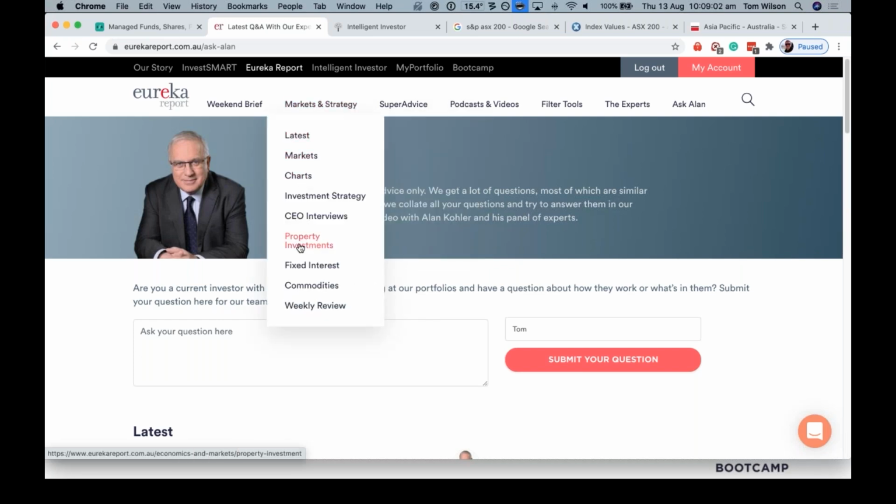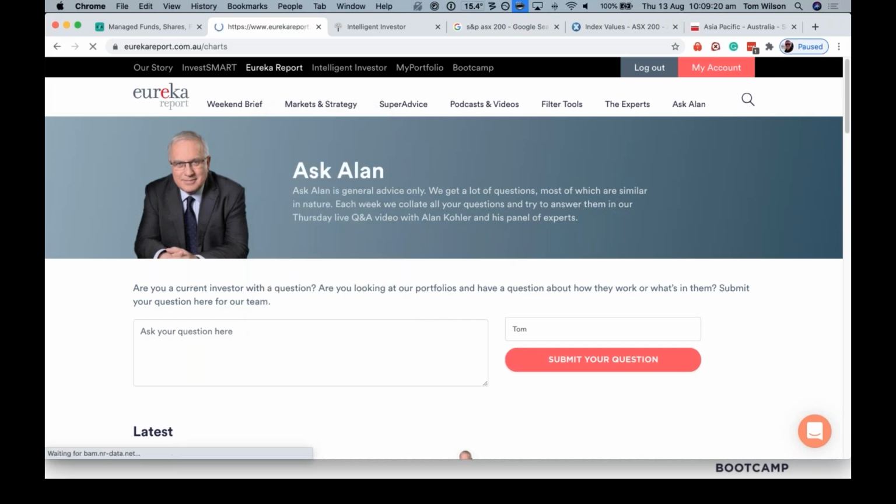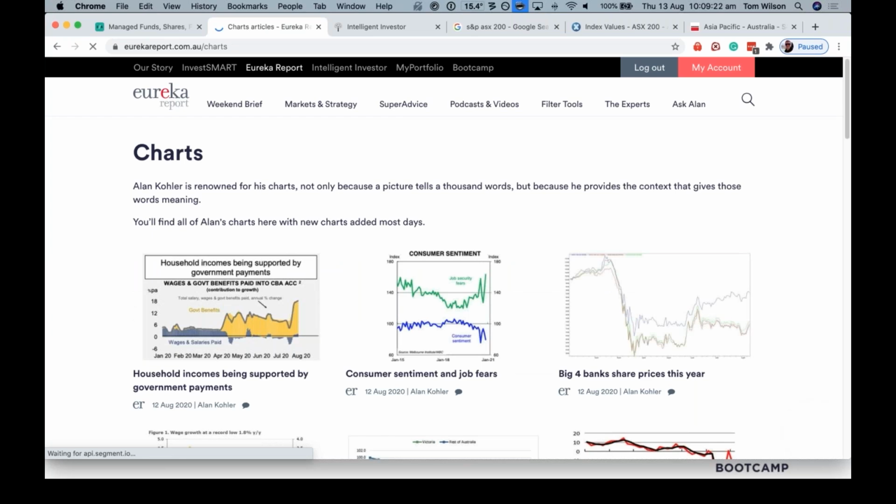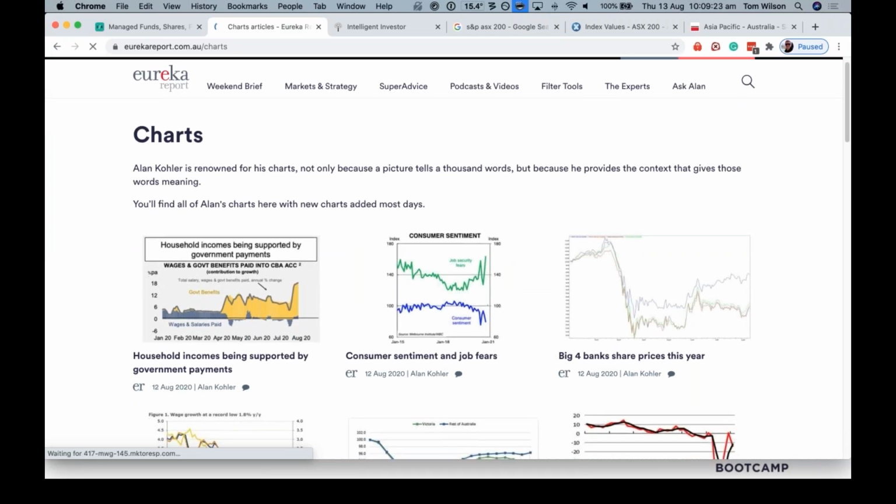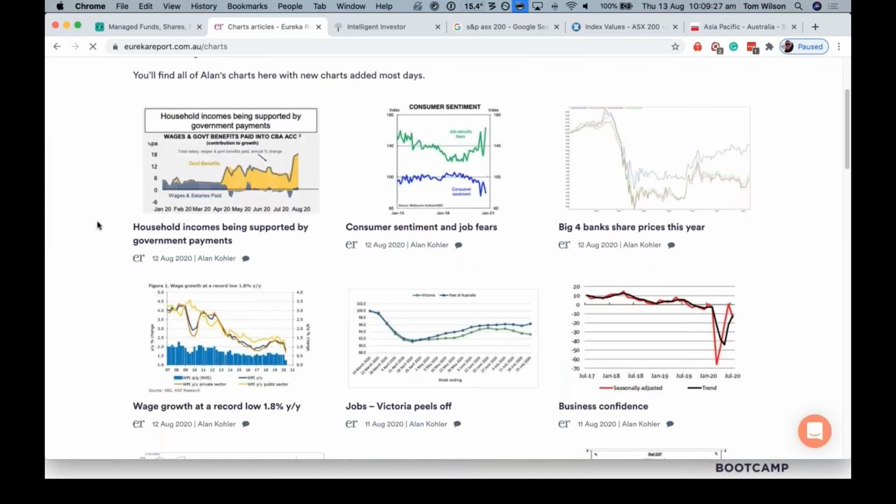Markets and strategies are always quite interesting. We get a lot of questions at InvestSMART about what is our view on gold. We don't really talk about it too much, but Eureka Report does. They've got commodities here, and they do go through a lot of that stuff. And all the charts that Alan talks about on the ABC each night, he actually uploads them here under charts. So they're amazing. They're really quite interesting. I find this one of the best things about Alan's reporting is that he can make a chart of anything. So I'm sure you've probably seen it before, but definitely have a look.